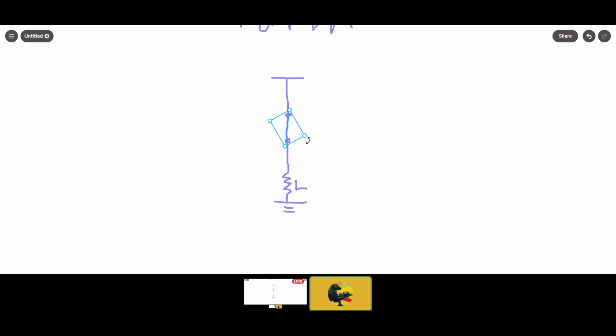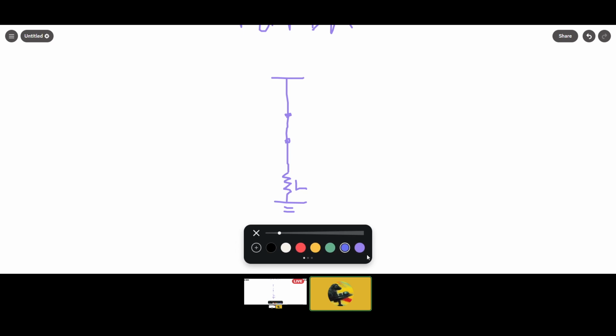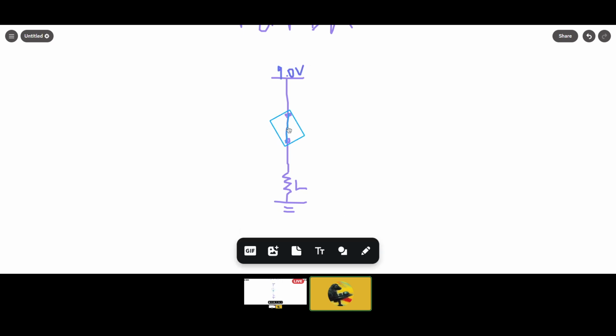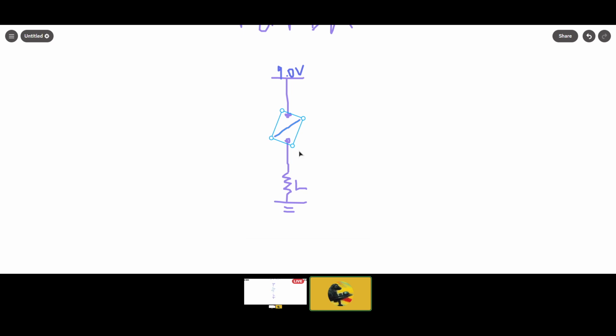When the switch is closed, can you tell me what the voltage across the load is, or what is the voltage supplied to the load? Let's say the supply is 9 volts. When the switch is closed, can you tell me what is the voltage of L? And when the switch is open, can you tell me what is the voltage at the resistor? So try it out for yourself.